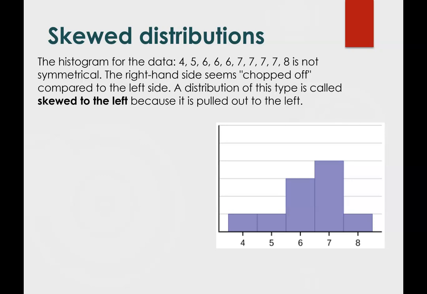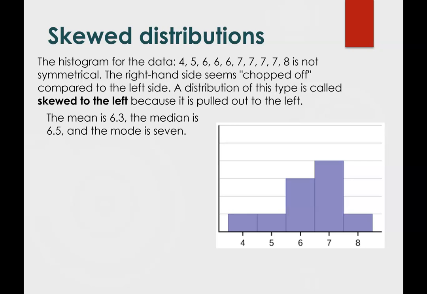Skewed distributions, if I have this data, it's 4, 5, 6, 6, 6, 7, 7, 7, 7, 8. It's not symmetrical. The right hand side seems chopped off compared to the left side. So it's just got this higher front on the right, but we call it skewed left because it's making a tail or being kind of pulled out to the left. That's like the lower numbers for skewed left. It's almost a little counterintuitive if you think skew is like the smaller.